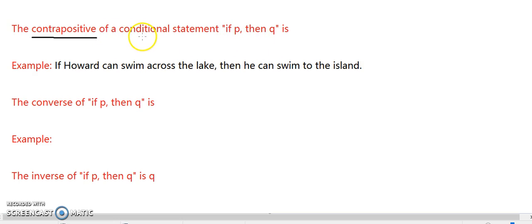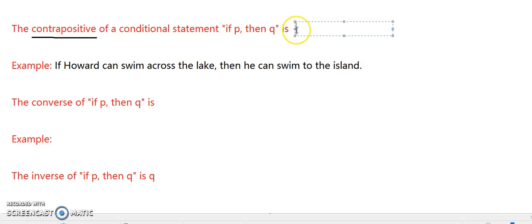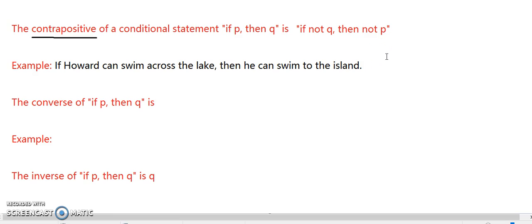So this is a definition. The contrapositive of if P then Q is if not P then not Q. It's still a conditional statement. And this is actually one of the fundamental laws of logic, because these two conditional statements are actually logically equivalent. You can create a truth table to prove these two statements are logically equivalent.